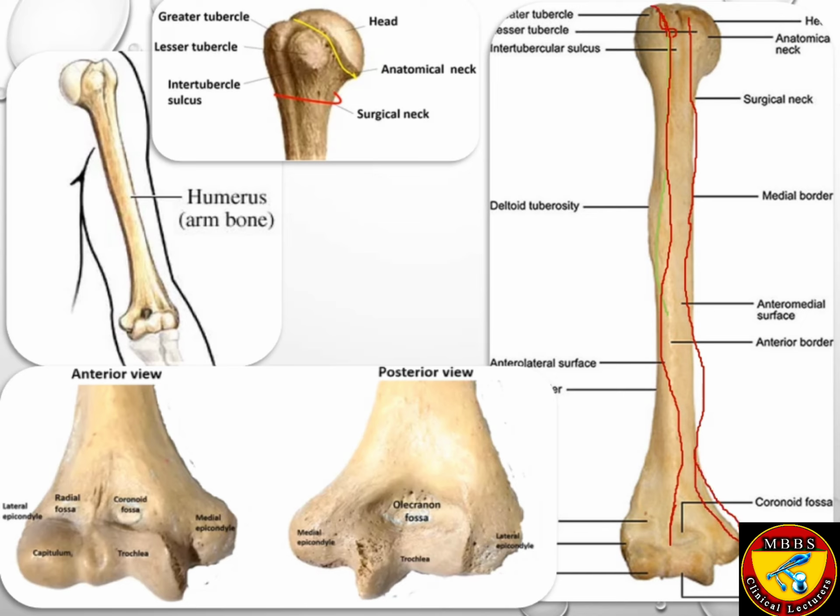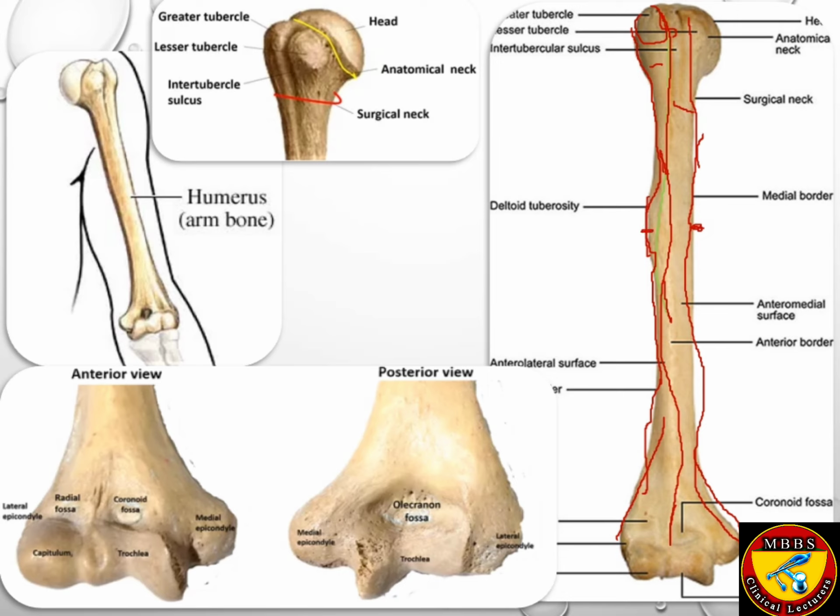This is the greater tubercle, and this is the posterior end of the greater tubercle, which forms the lateral border all the way down, which is ill defined at the middle and more pronounced at the lower end, and forms the lateral supracondylar ridge. Now this is the anterior medial surface, this is the anterior lateral surface, and behind will be the posterior surface. The anterior medial surface lies between the anterior border and medial border. The anterior lateral surface lies between the anterior border and lateral border. The posterior surface lies between the medial border and lateral border.